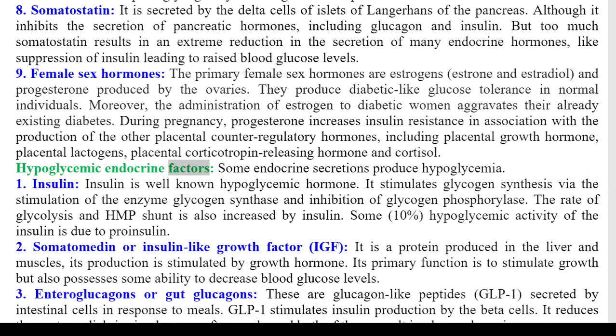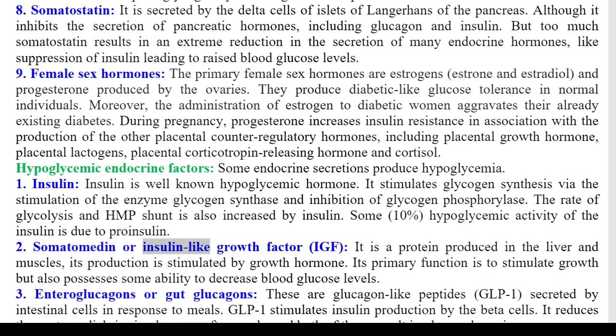Hypoglycemic endocrine factors. Some endocrine secretions produce hypoglycemia. 1. Insulin. Insulin is a well-known hypoglycemic hormone. It stimulates glycogen synthesis via the stimulation of the enzyme glycogen synthase and inhibition of glycogen phosphorylase. The rate of glycolysis and HMP shunt is also increased by insulin. Some, 10%, hypoglycemic activity of the insulin is due to proinsulin.